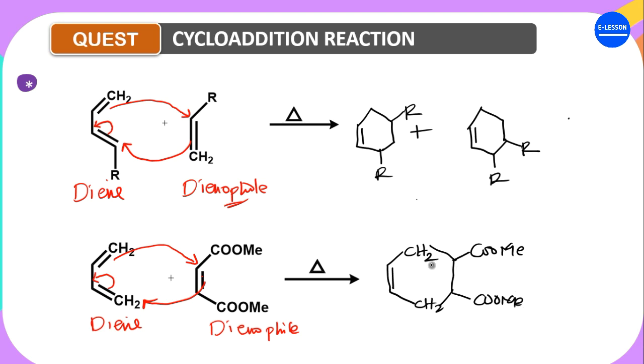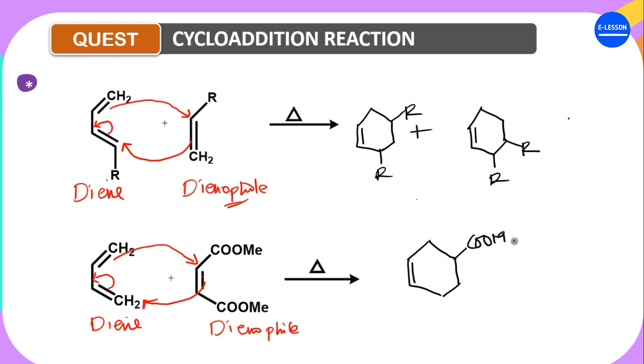Which I can invariably write as something like this. We have this, and then you have this, and then you have COOMe, COOMe. So this is the product of this reaction.